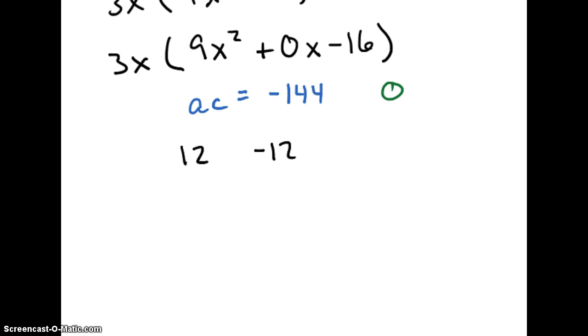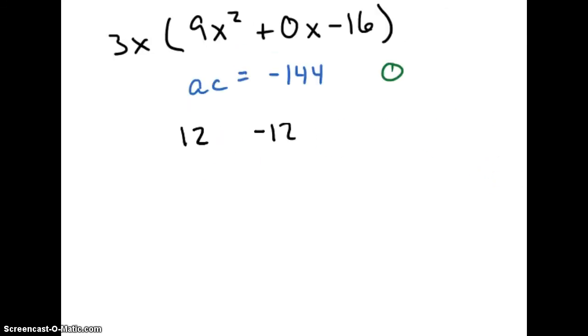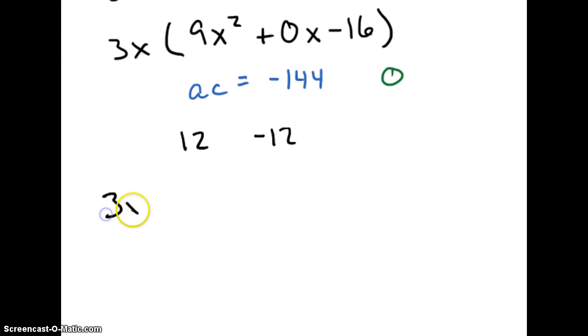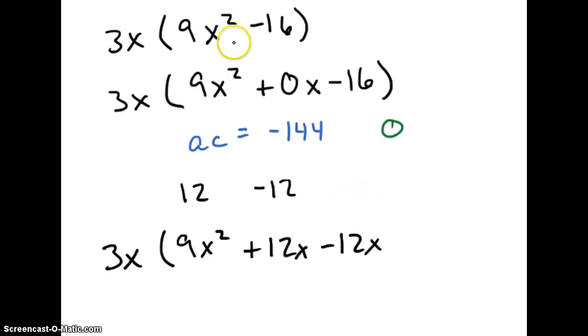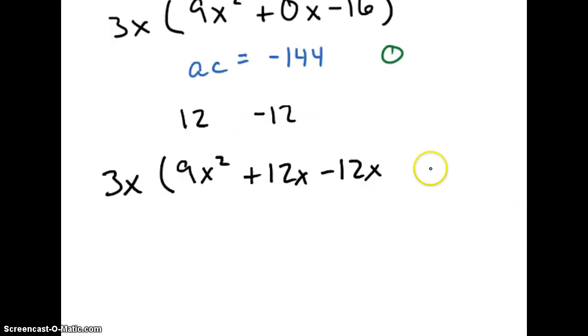They're additive inverses. Okay. I've got this 3x on the outside. I've got 9x squared still, but now I have plus 12x and minus 12x. These guys will add up to give me this 0x right here, and I don't need to write them, so it gives me exactly what I started with. And then I have a minus 16. I can't forget about that.